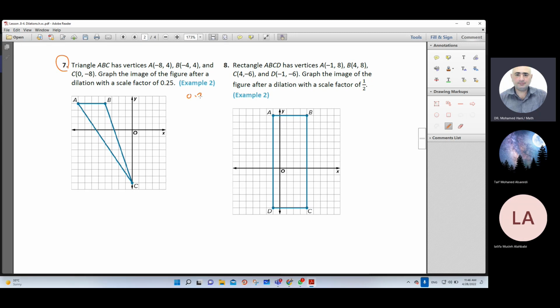0.25 is less than 1 and greater than 0, which means between 0 and 1. And when the scale factor is between 0 and 1, who can tell me whether we have enlargement, reduction, or no change? Who can tell me here?